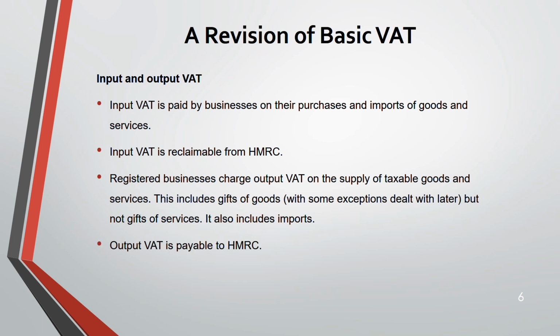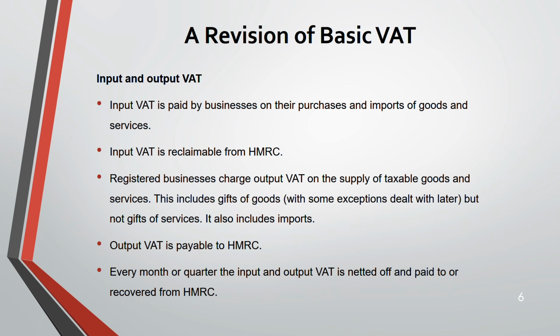Now, output VAT is payable to HMRC. You have to pay this. So remember, you are collecting VAT on behalf of HMRC. So businesses have to get this output VAT from their customer and give it to HMRC every month or quarter. It could be monthly or it could be quarterly. This input and output VAT is netted off: output VAT minus input VAT. Once it is netted off, either you are going to pay to HMRC or you are going to reclaim from HMRC, depending on whether your output VAT is more or input VAT is more.